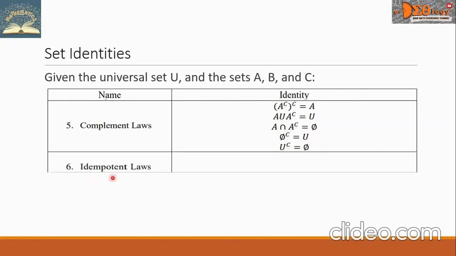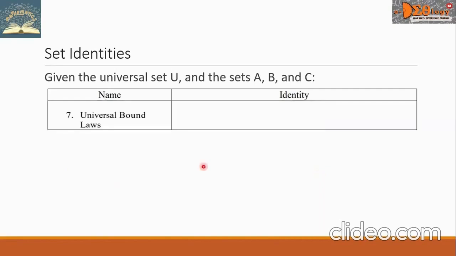Number 6 is idempotent law. We say that A union A equals A. A intersect A equals A. Number 7 is universal bound law. A union universal set equals universal set. A intersect a null set equals a null set.